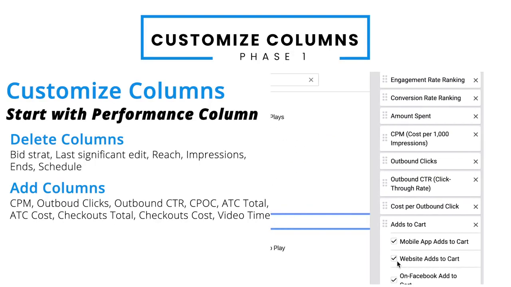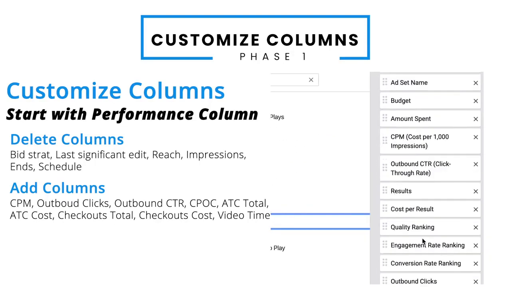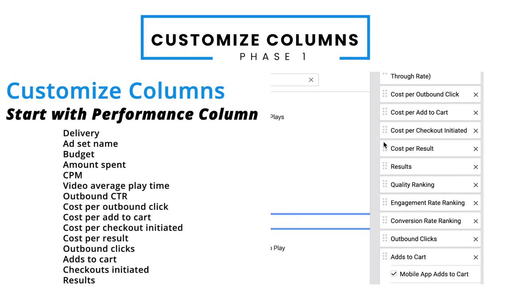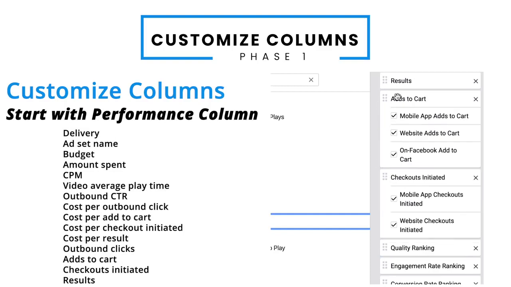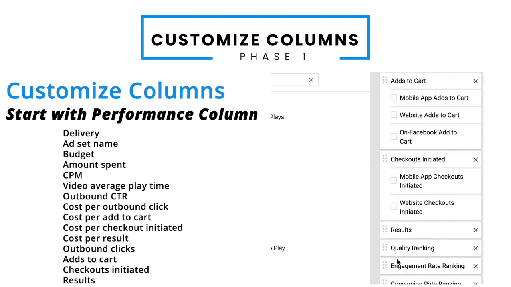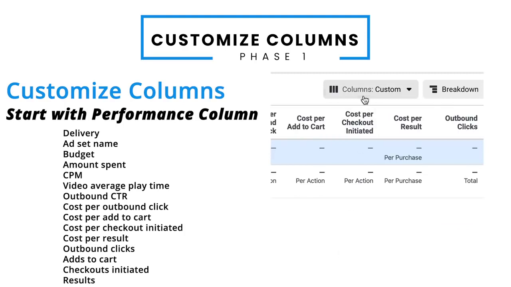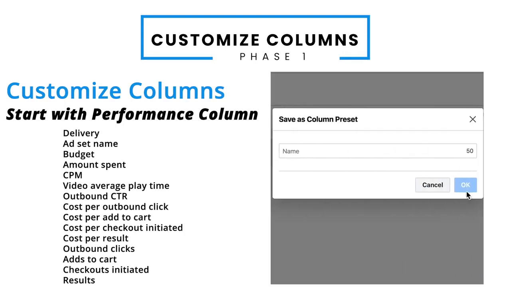Now you should organize these metrics so that they are easier to analyze. The first order of your columns should look like this. Also, make sure to untick all of the boxes under adds to carts and checkouts initiated. Once your columns are in the correct order, hit apply. Then save the columns as one of your default presets by clicking on columns, save, and giving it a name.